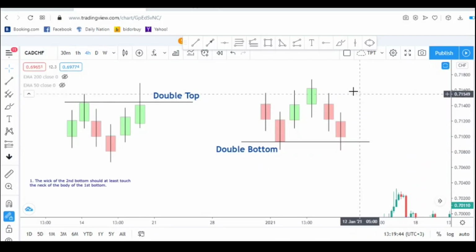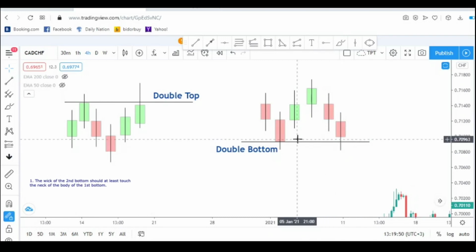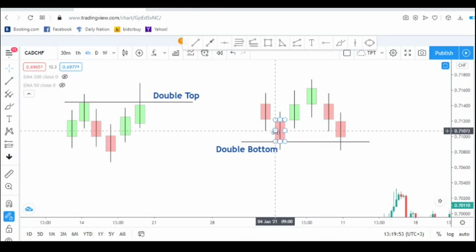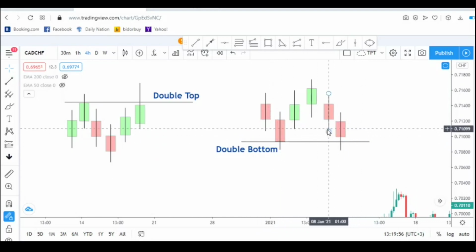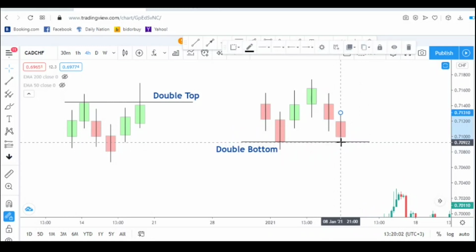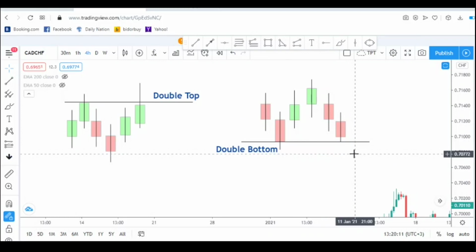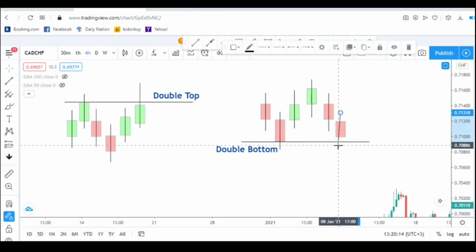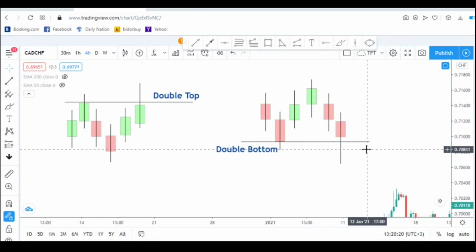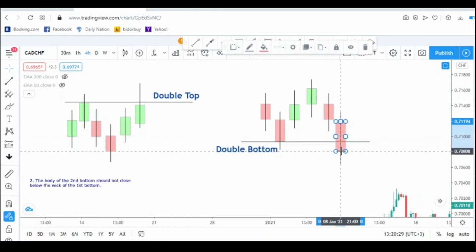And the first rule is that the wick of the second bottom should at least touch the neck of the first bottom. This is our first bottom, this candle, and this is our second bottom, this candle. So this wick should at least touch the neck of the first bottom. And here, if we have a situation like this, then this qualifies to be a double bottom. And if we have a situation like this, it is a double bottom as well, or even like this, it's a double bottom.